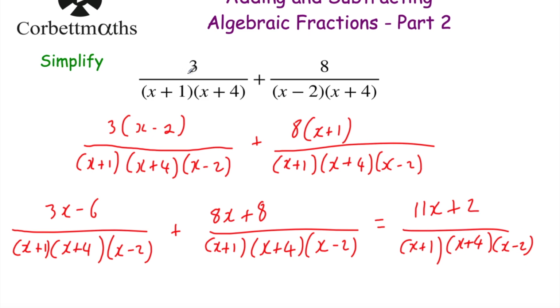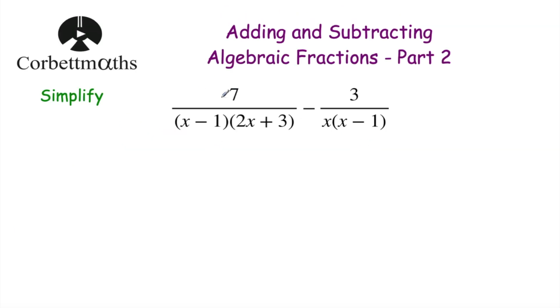And that's it. So if we have to add together these fractions, the answer would be 11x plus 2 over x plus 1, x plus 4, x minus 2. And just a note here, if you had these brackets on the denominator in a different order, as long as you've got the three brackets in, it's still right. Okay, let's have a look at our second example.